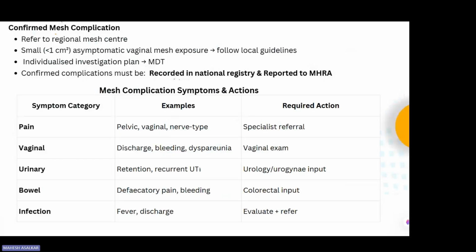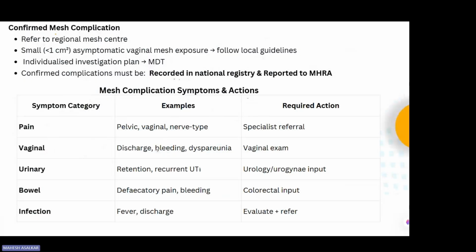Okay, so when you have this mesh complication, the first thing you will do is a regional mesh center referral. You will also note down the area of exposure, and accordingly you will follow the local treatment guideline that we will see subsequently. And along with the MDT you will individualize the investigation plan. Okay, now let us see mesh complication, symptom and action. If it is pain, which may be pelvic, vaginal or nerve, specialist referral is required.